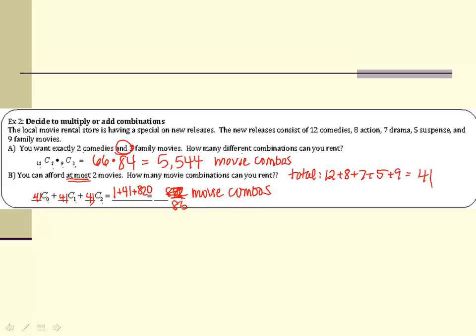Okay, let's just do it this way. 862, so you know what I'm looking at. And so this is the idea. If you're looking for an inequality, at least something like that, you're going to add the combinations together. If you see the word and, we're going to multiply.